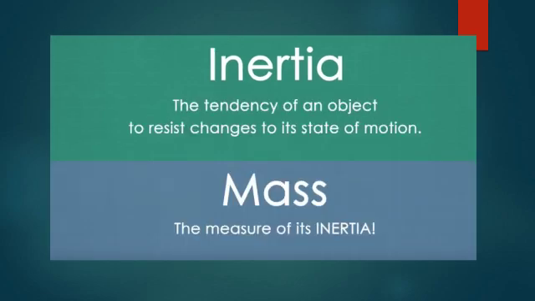So we know that inertia is the tendency of an object to resist a change in its state of motion. And how do you measure inertia here? Inertia can be measured directly by mass. So you can also say that inertia has a direct dependence upon the mass of an object.